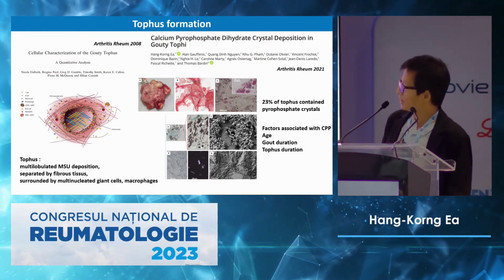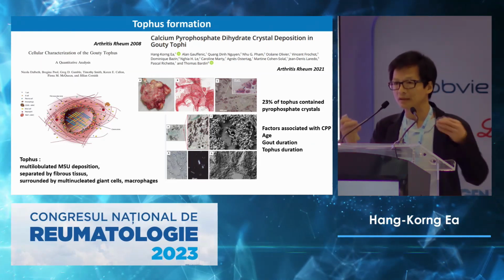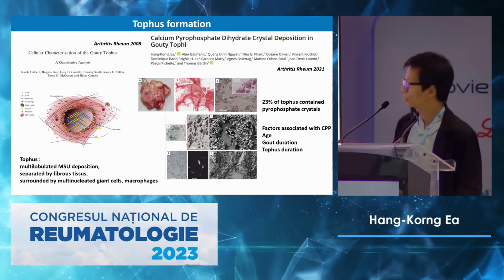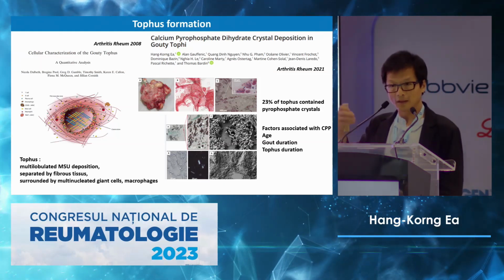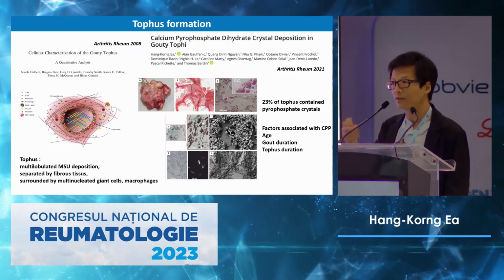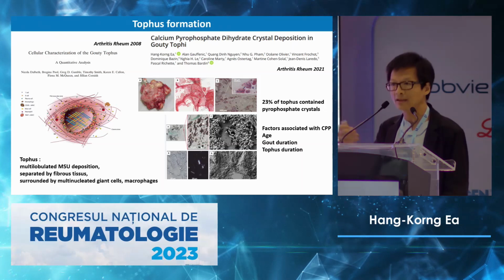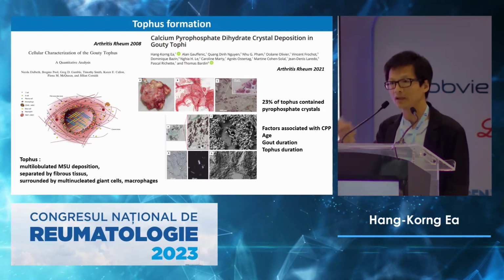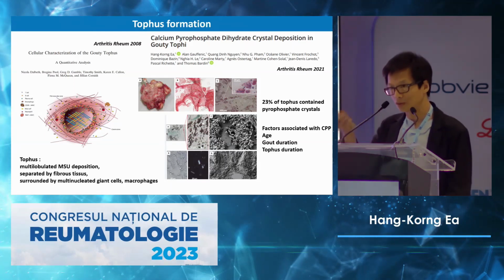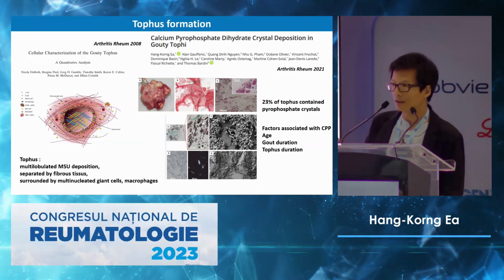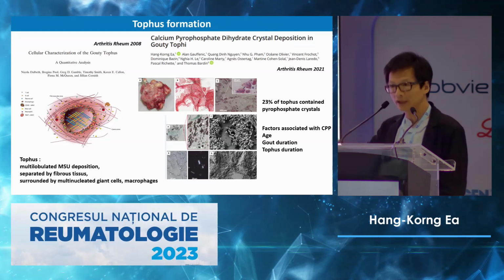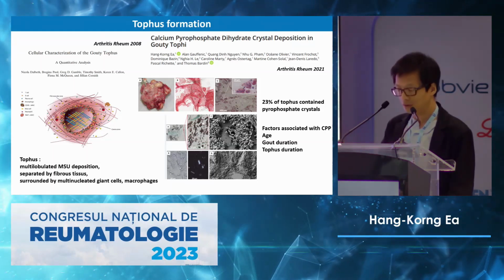And what is interesting is that when we studied the composition of the crystals in the tophus, we were very surprised to find that CPP crystals, so pyrophosphate crystals, are very frequently found inside the tophus associated with the MSU crystals. And the presence of these CPP crystals in the tophi is increased with the aging of the patients, the long duration of the tophi, and also the long duration of the gout.